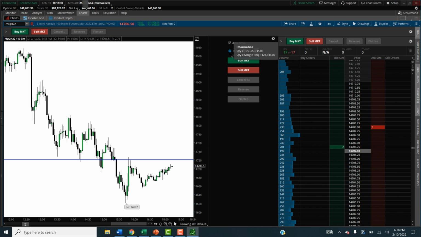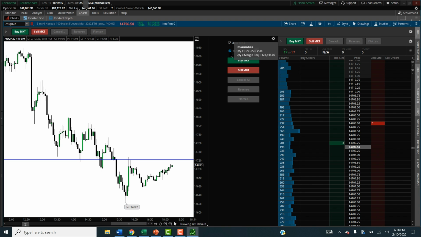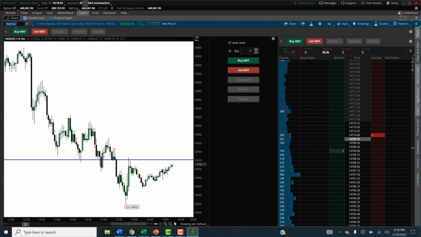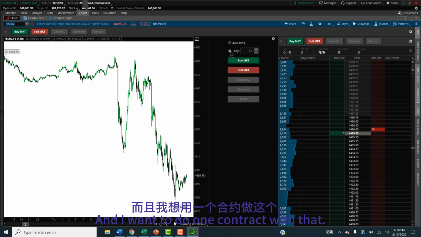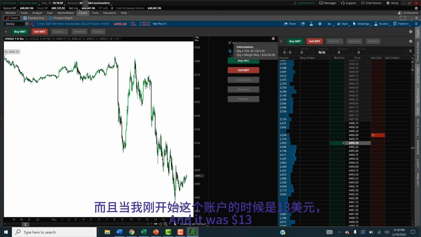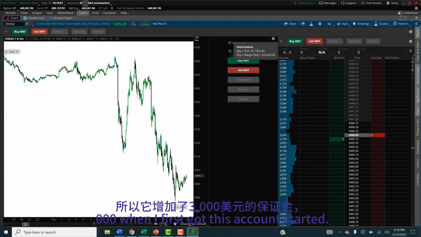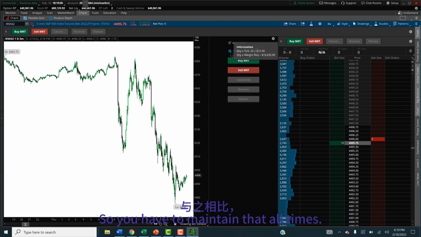But even with a $40,000 account, I can't even do two contracts. It won't let me. And if I try to do, let's say, E-mini S&P, and I want to do one contract of that, click on that. It's $16,632, and it was $13,000 when I first got this account started. So it's gone up by $3,000 in initial margin. So you have to maintain that at all times.